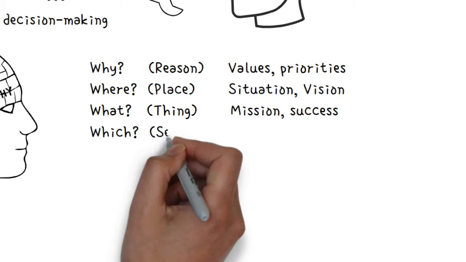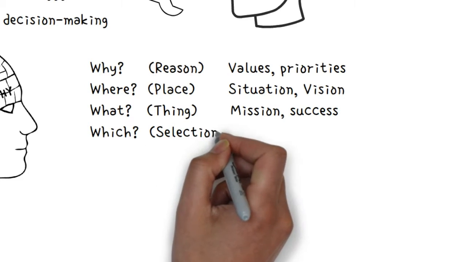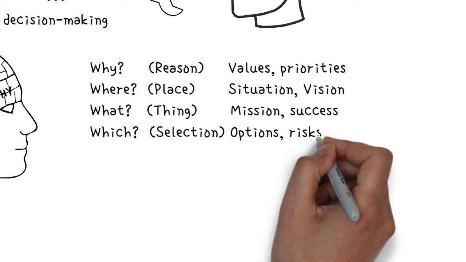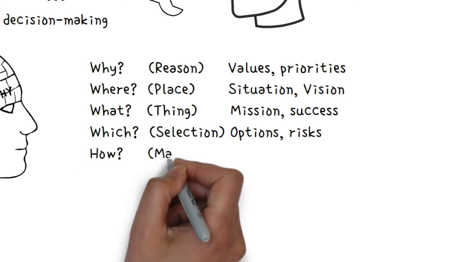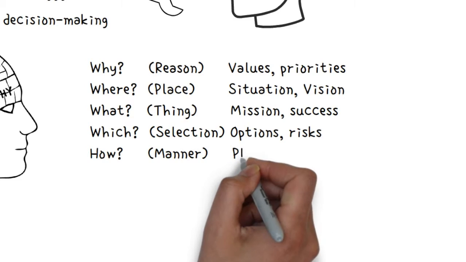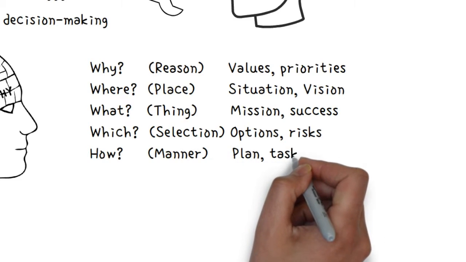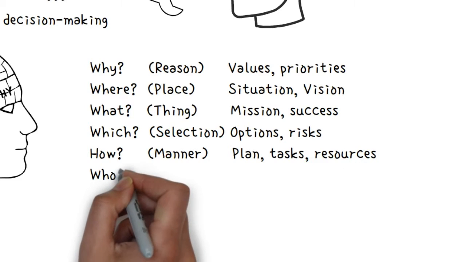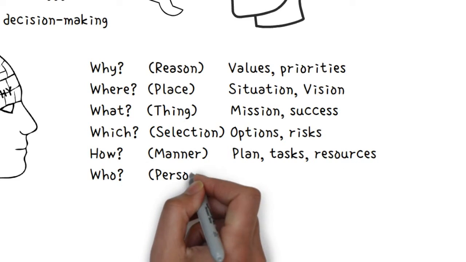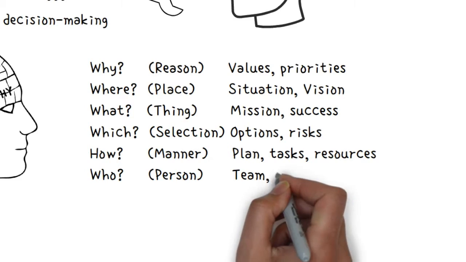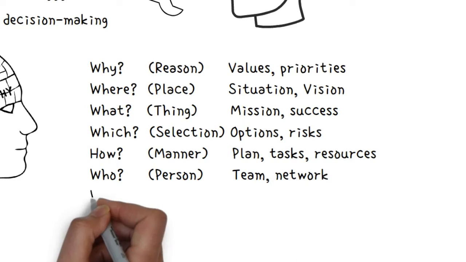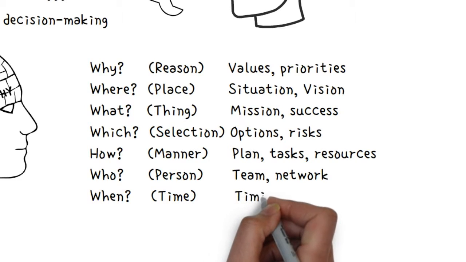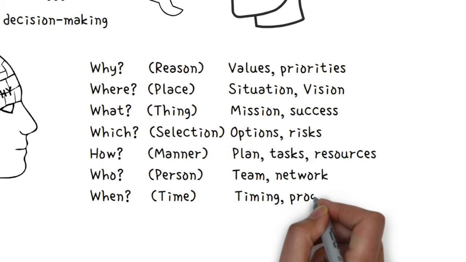Which is about selection. It helps us to look at options, different courses of action, but also risks. How is the manner in which we do things. It helps us to develop a plan, our route, to create tasks and to allocate resources. Who relates to people. This can be self, team, our network, and other relationships. When, of course, relates to time, and here we're looking at specific timing, programming, and prioritization.